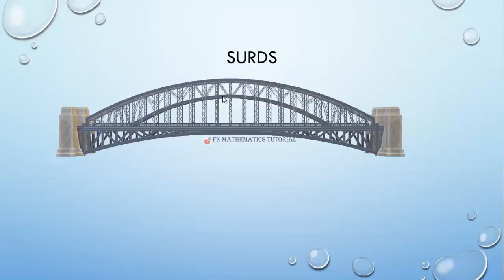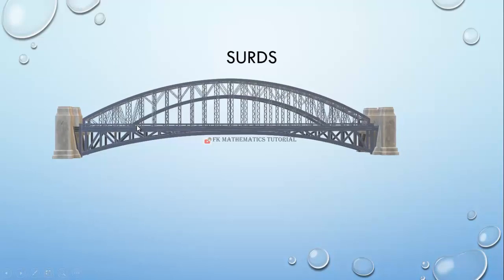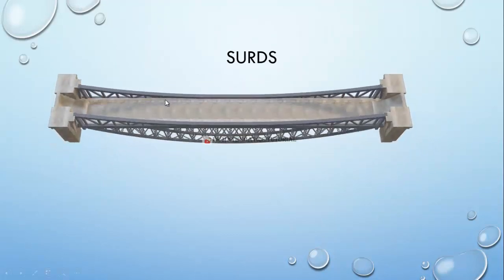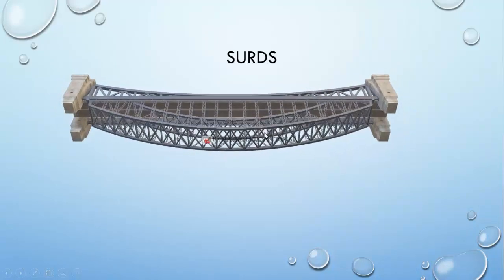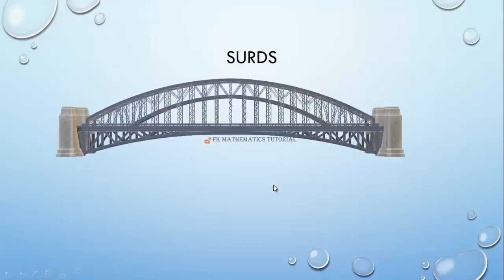The bridge you are seeing contains parabolic arcs. The solutions to the equations of these parabolic arcs are sometimes irrational numbers, which are referred to as surds. It becomes necessary that these exact values are used. So this is one relevance of surds in real life.